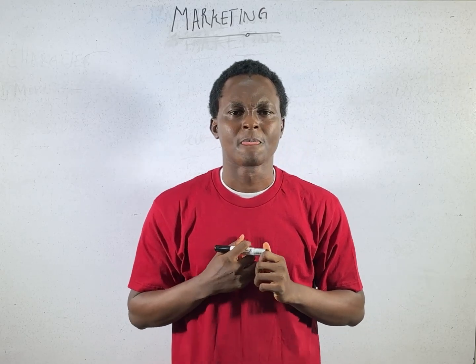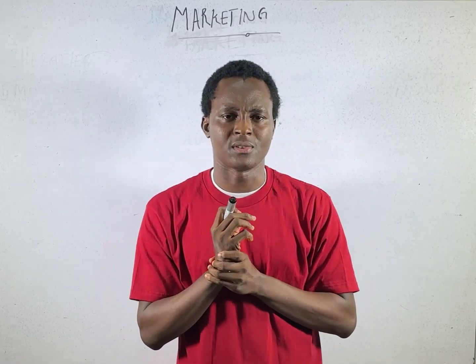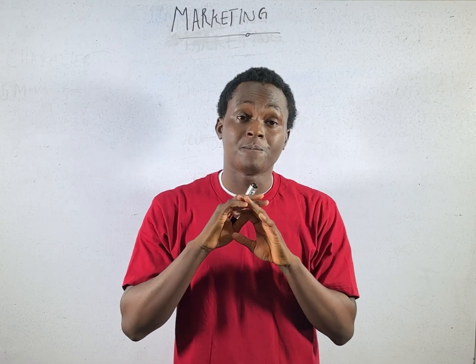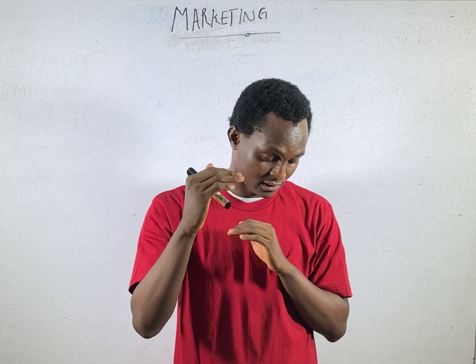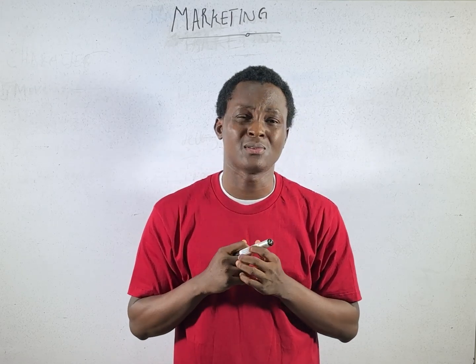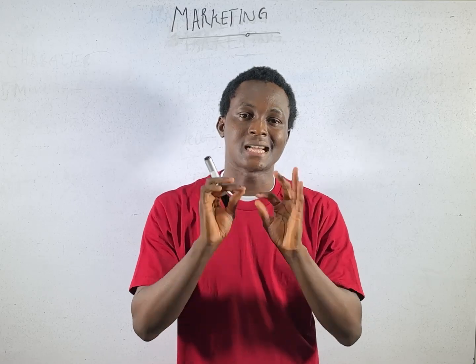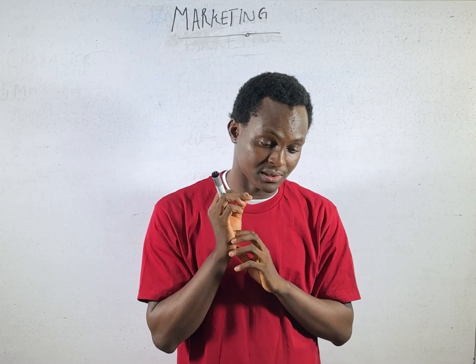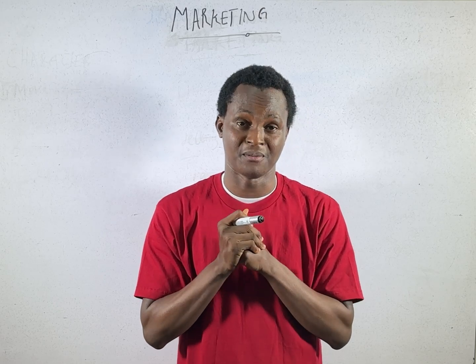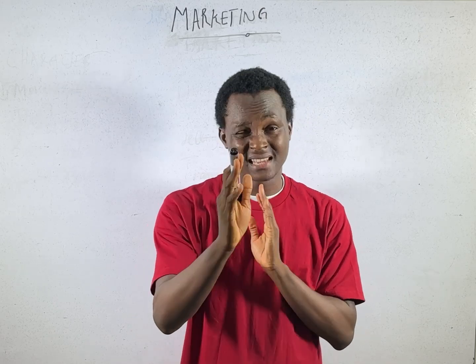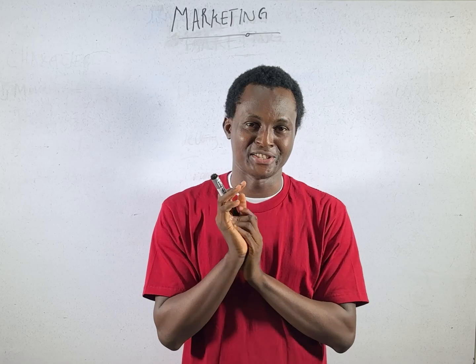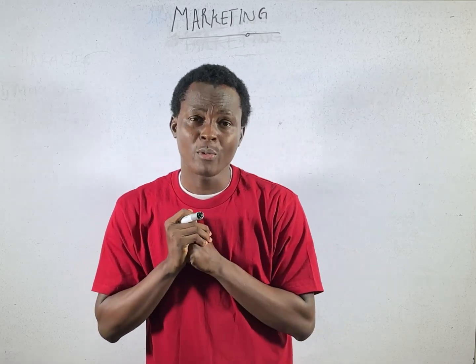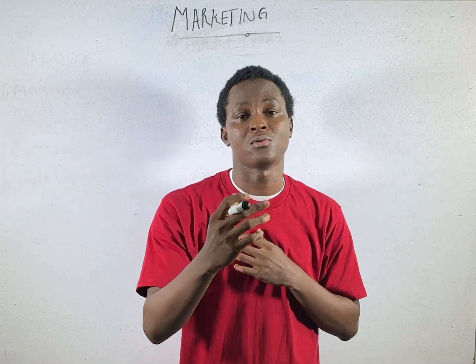Now, under consumer products, we have different categories. We are going to look at them individually and explain them in a very clear and simple manner. We have about 5 of them, so we are going to take them individually. So sit tight and watch. Under consumer products, we have impulse goods.